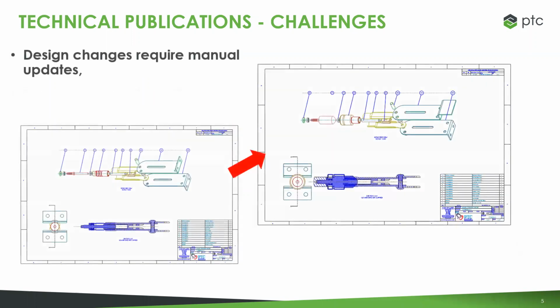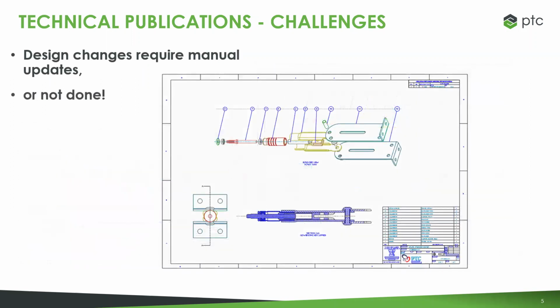One of the biggest reasons for that serial process is that if you have design changes, then you need to have manual updates because of that. And that's the way the world works nowadays. Parts and models are always being changed, they're always being updated. So we have to be able to account for that.